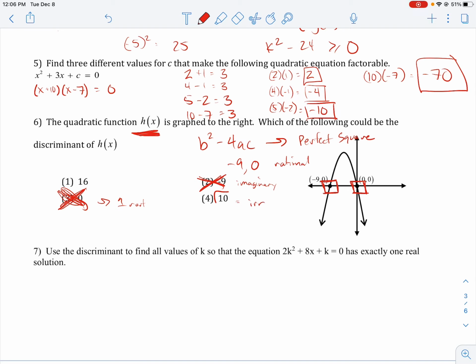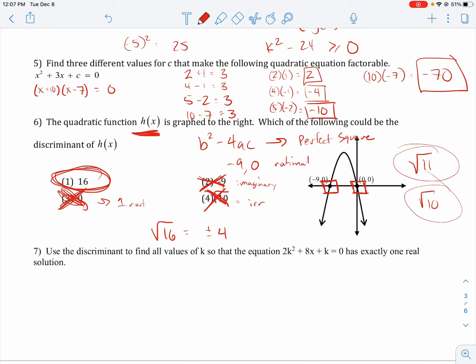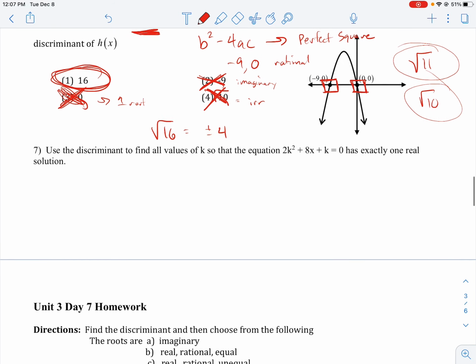So therefore it can't be 10 because we have rational roots, and so our discriminant has to be 16. Because when you take the square root of 16, we get plus or minus 4, which means whatever we're getting for a root here, we're getting rational numbers. So remember, you take the square root of anything that's not a perfect square, you get irrational numbers, which means we would get an irrational root. And lastly, number 7.